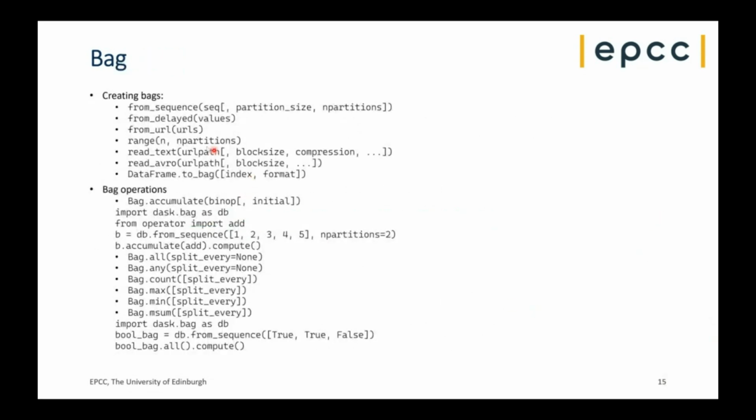And we can create bags from text and from sequences like Python lists, from URLs, from ranges, and a bunch of other kinds of things. And then we have operations we can perform on these bags, like accumulate, which is like a reduction operation. We can add things up, we can accumulate, all these kinds of operations.